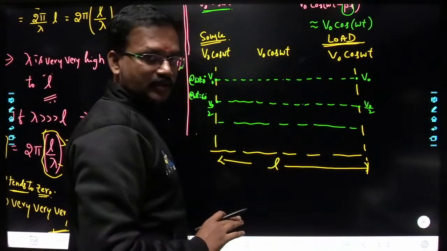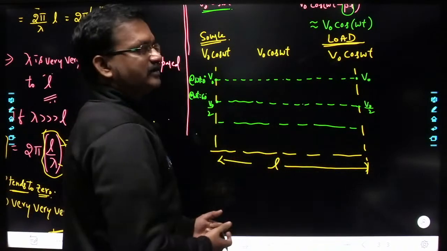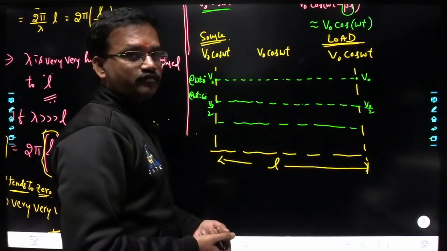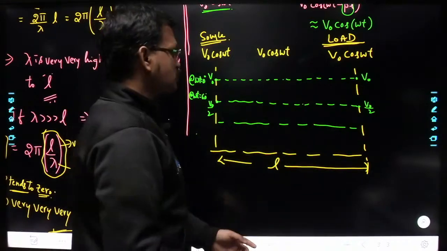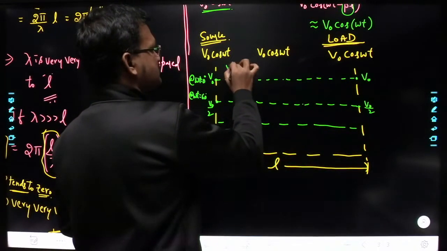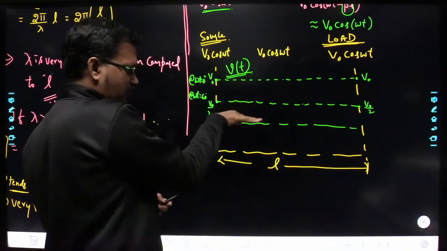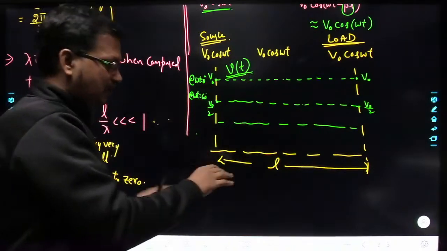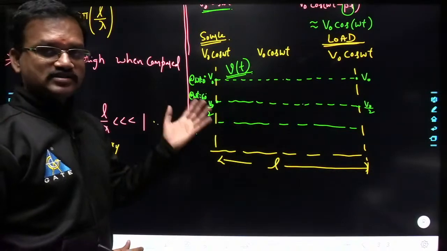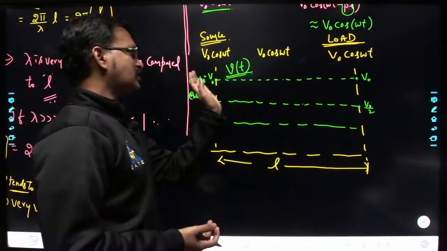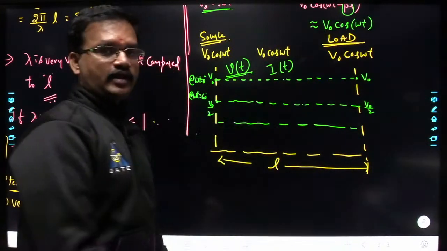It is not varying along the length of the transmission line, and hence we can neglect the variations of voltage along the length of the transmission line. So here we can simply consider the voltage as a function of time. With respect to time it is varying, but with respect to length it is not varying. So we can consider the voltage as a function of only time, and whatever current it generates will also be a function of only time.